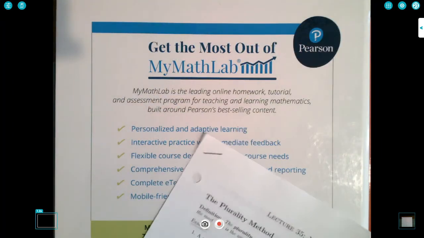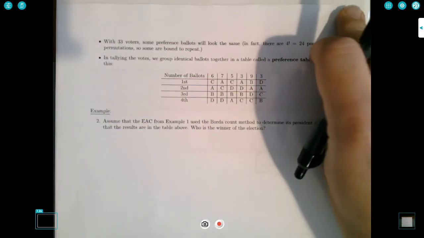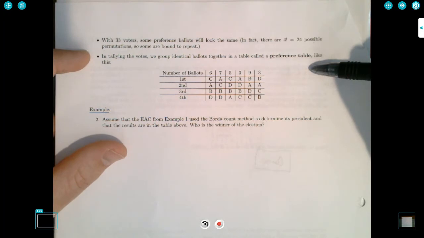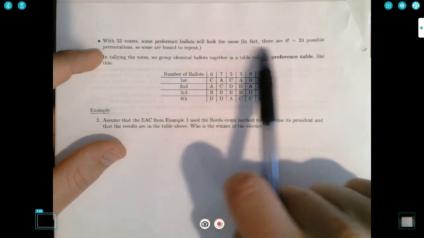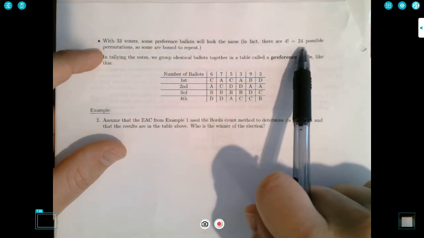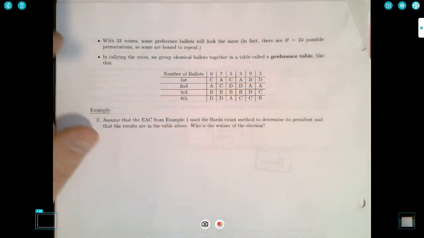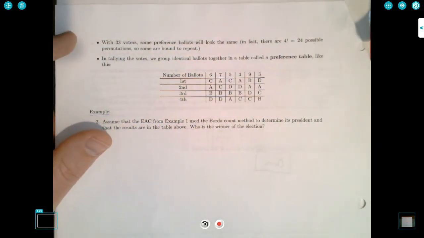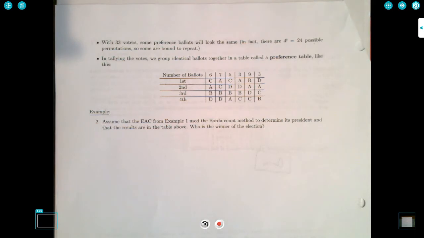Everybody who participates in the election casts a similar ballot. And then what we do when we're trying to count the votes is group together ballots that look the same. We call that a preference table. With 33 voters, some preference ballots are going to look the same. In fact, there are 4 factorial, in other words, 24 possible permutations of first, second, third, and fourth. So at most, there's only 24 possibilities. If you have 33 ballots, then some of them are bound to repeat. In this case, we only had 6 different kinds of ballots that were cast.